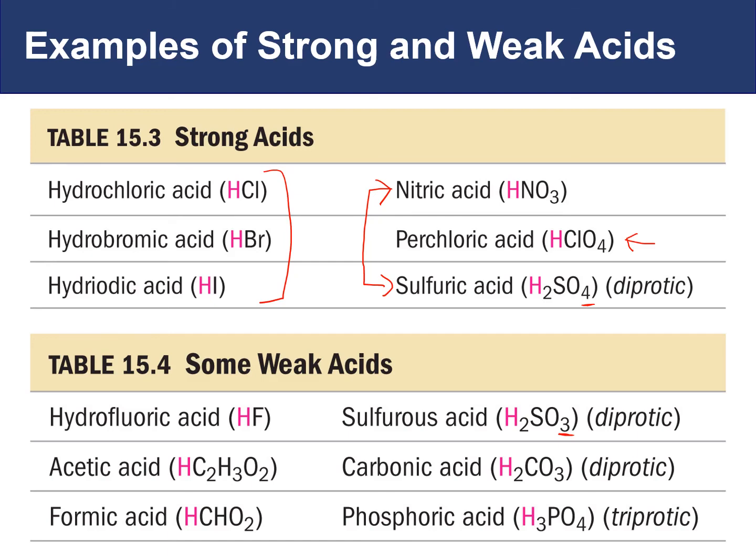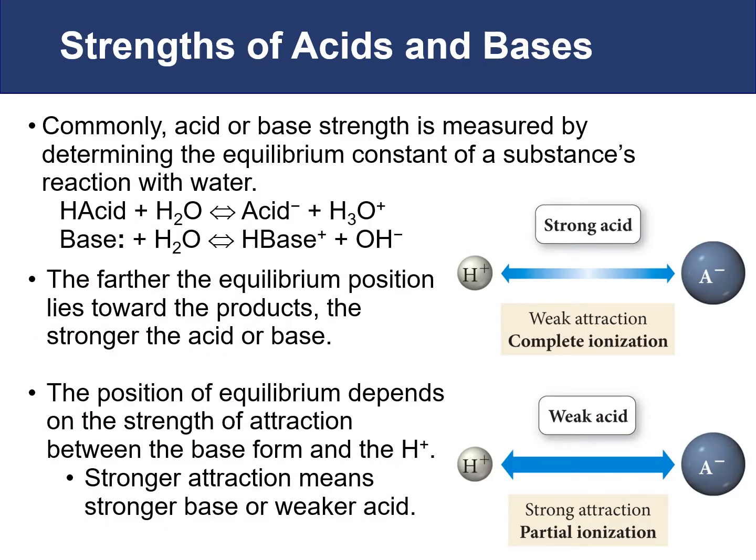Okay. Now, in terms of the strength of acids and bases, right? Commonly, the acid strength is measured again by determining the equilibrium constant of the substance's reaction with water. If a substance reacts with water strongly, i.e. the equilibrium very much favors the formation of the acid and the hydronium ion, right? Giving you very little to none of the original acid remaining in solution, then we call it a strong acid.